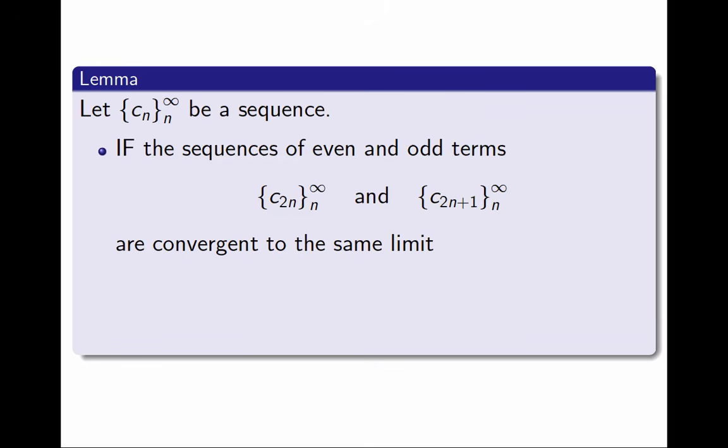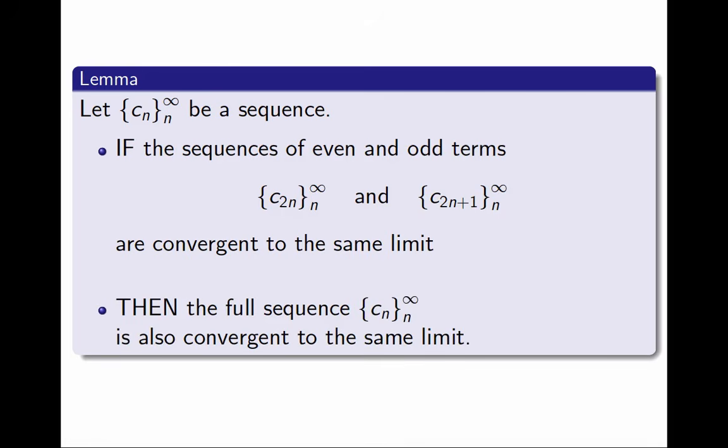To do this, I need to use a technical lemma, a general result that is true for all sequences. If I have an arbitrary sequence, if I assume that the sequence of even terms and the sequence of odd terms, those are two separate sequences, if I assume those two are both convergent with the same limit, then I can conclude that the full sequence must also be convergent to the same limit. This can be proven directly from the formal definition of limit of a sequence. I won't do that here. But I apply this result to the sequence of partial sums, and thus I conclude that our original series is convergent.